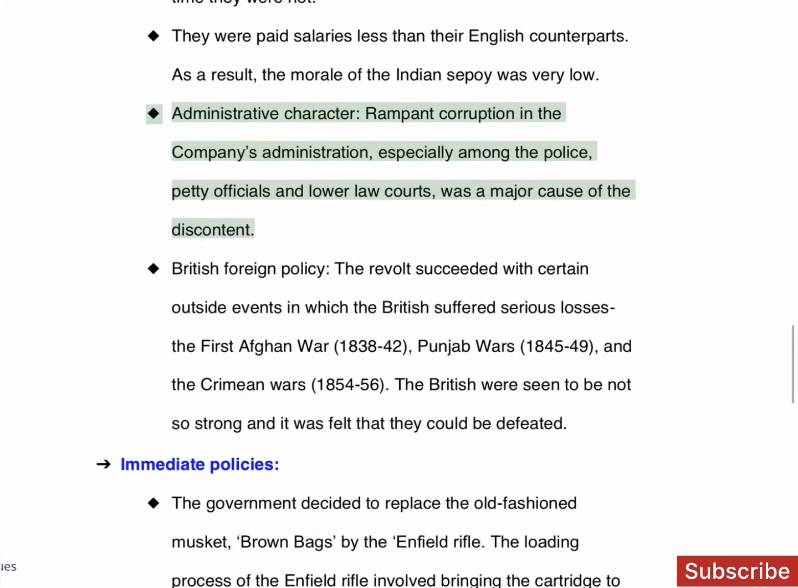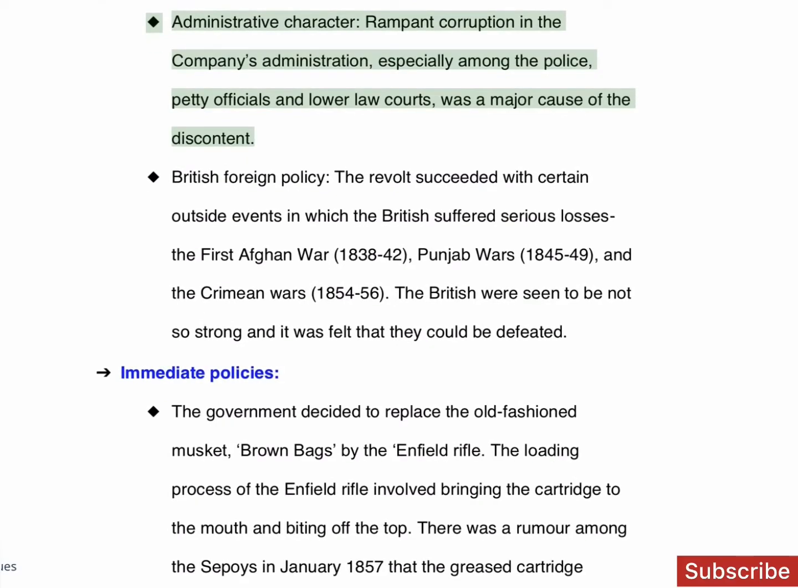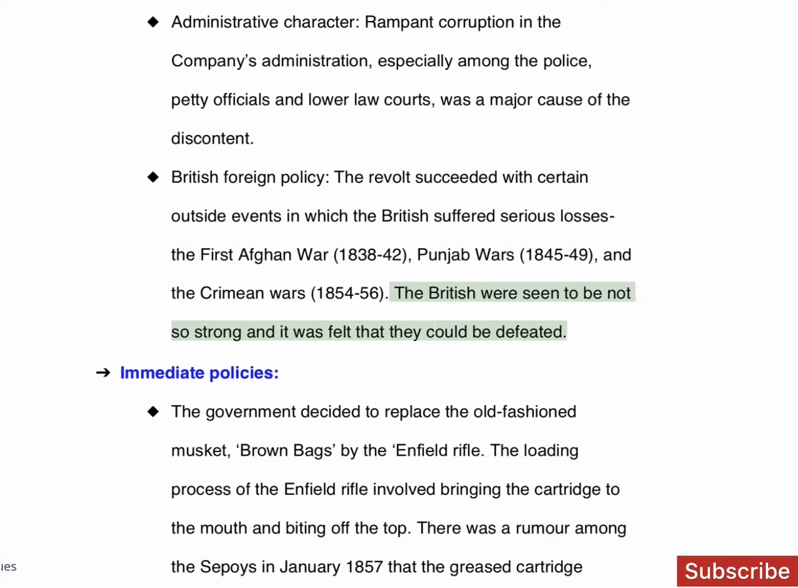Administrative character. Rampant corruption in the Company's administration, especially among the police, petty officials and lower law courts, was a major cause of the discontent. British foreign policy. The revolt coincided with certain outside events in which the British suffered serious losses: the First Afghan War, 1838-42, the Punjab Wars, 1845-49, and the Crimean War, 1854-56. The British were seen to be not so strong, and it was felt that they could be defeated.